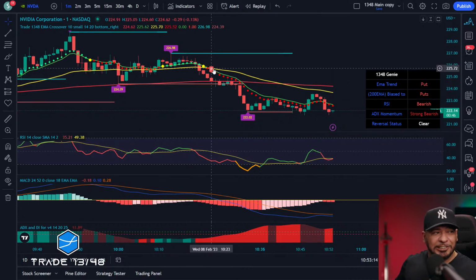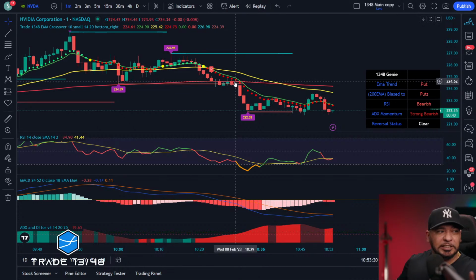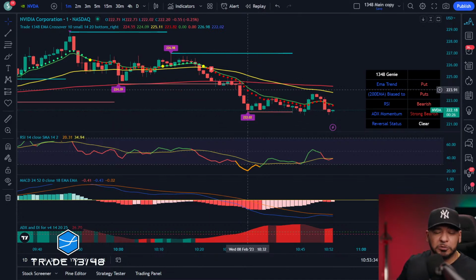When price action is above the 200, you're biased to calls. But it broke through, and you see that consolidation. I would then use the 200 to defend my profit. If it in fact breaks, now I have a new level to defend. And as you can see here, it comes all the way down to 222.02.